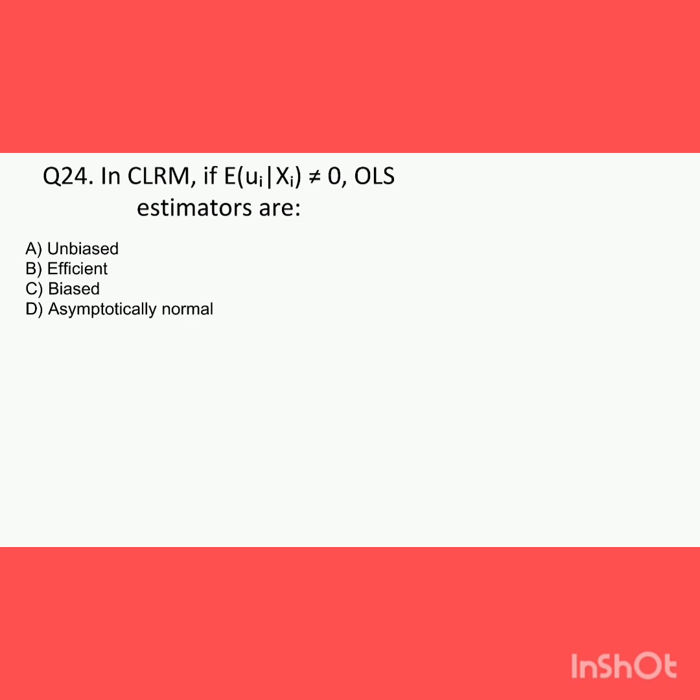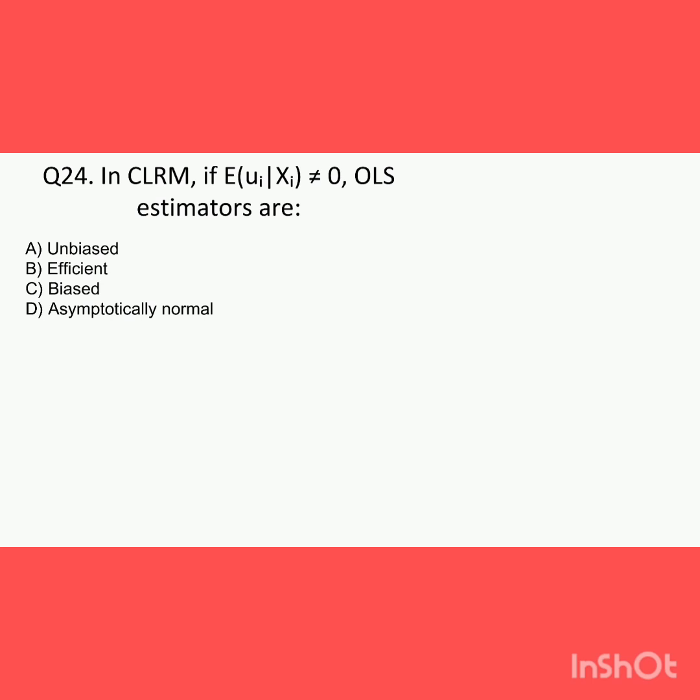Now our next question is question number 24. In the classical linear regression model, if E(ui|xi) is not equal to 0, OLS estimators are option A, unbiased, B, efficient, C, biased, D, asymptotically normal.